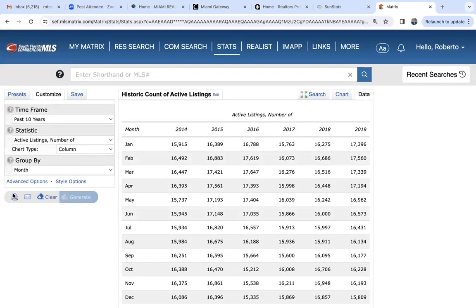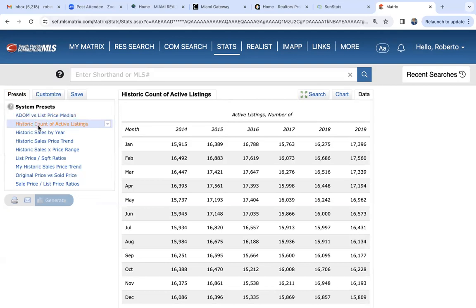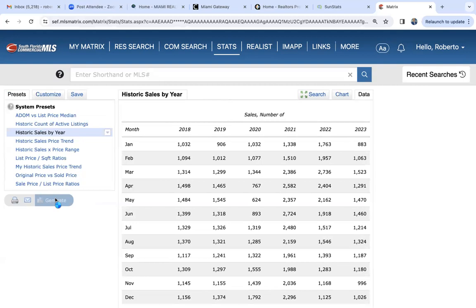Now, all of this data you guys can print over here on the left-hand side, or you can email it, okay? Now, we're going to come over here and click on presets. I want to show you now the historic sales by year. We're going to click on that, and we're going to click on generate. We are trying to find the volume of sales.